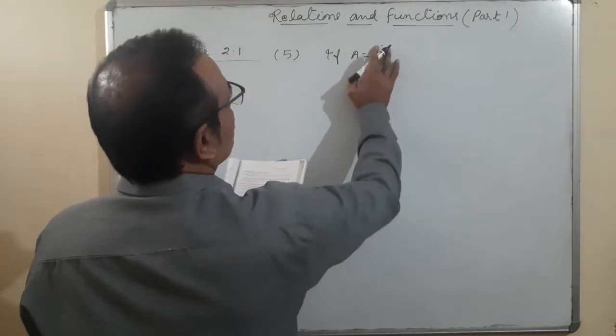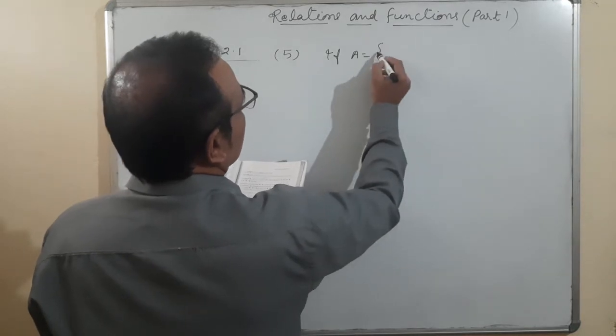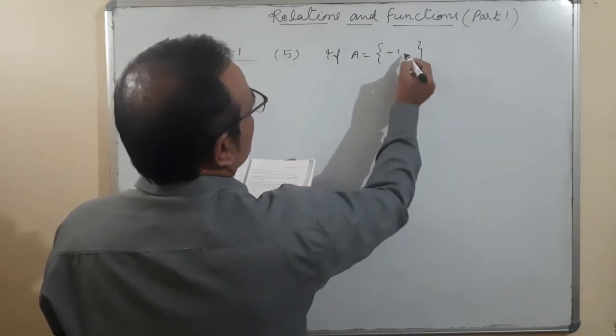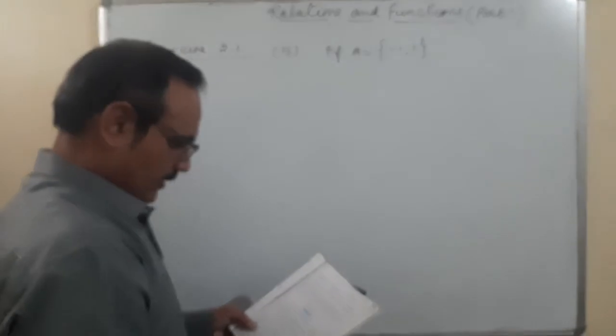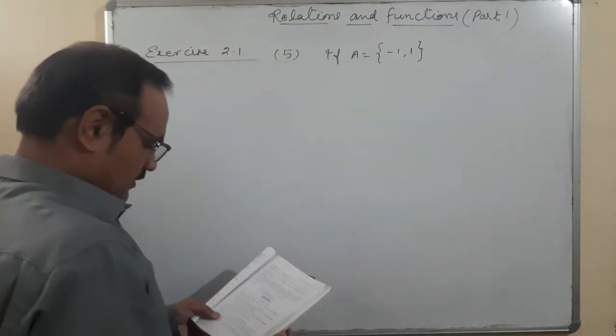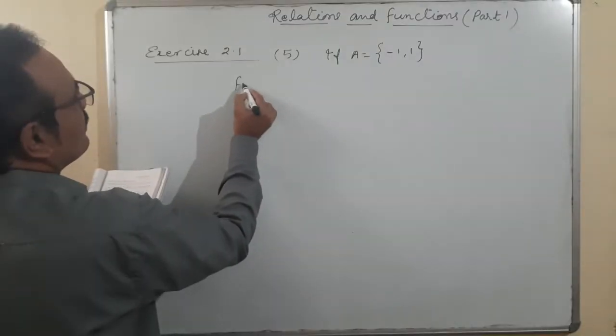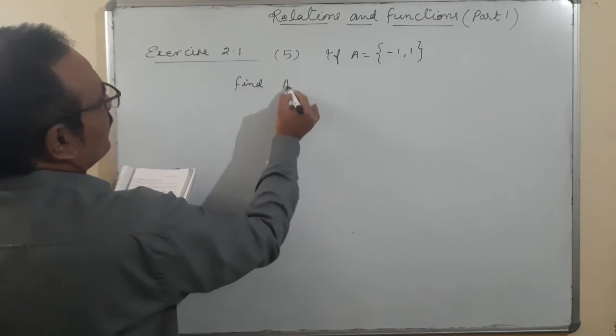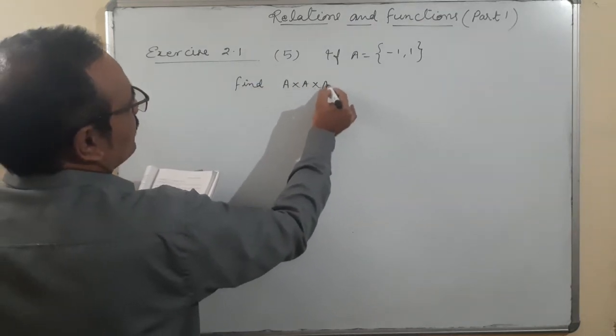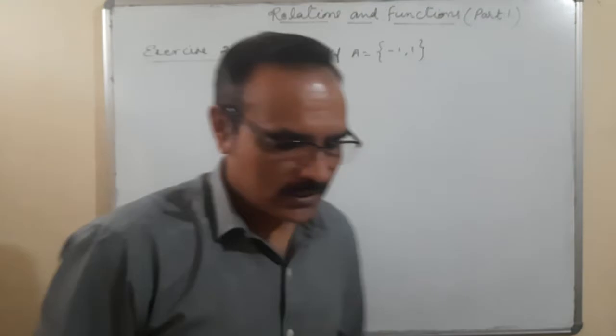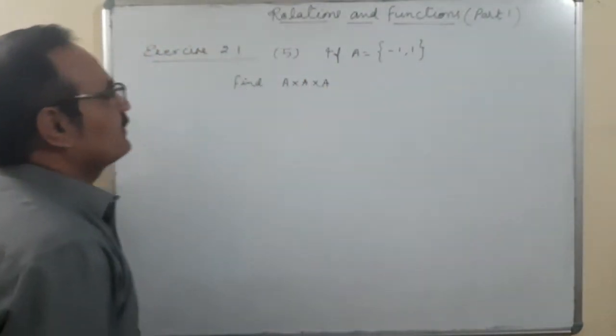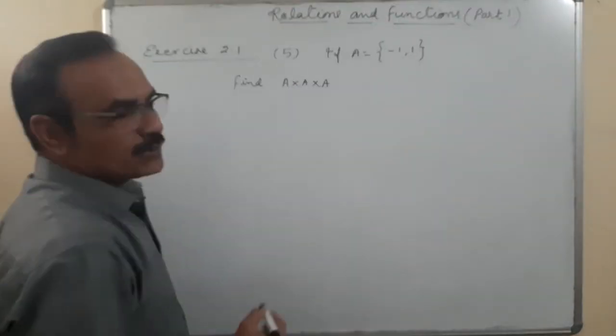Minus 1 and plus 1, always set notation minus 1, plus 1, and find A cross A cross A. Okay. Find A cross A cross A. So don't worry about that.